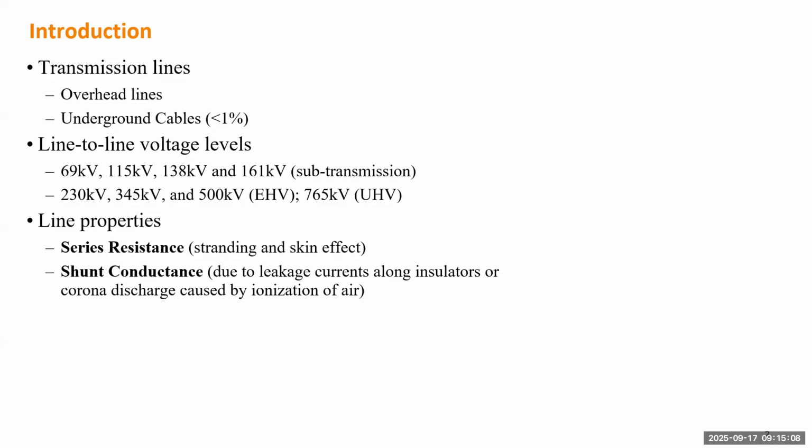The next parameter is shunt conductance. Conductance is basically another way to describe resistance, but because it is connected not in series with the line, but in shunt or parallel connection with the line, we call it shunt conductance. Conductance is just the reciprocal of resistance. Shunt conductance is a connection between the line and the ground, not to the other end of the line.